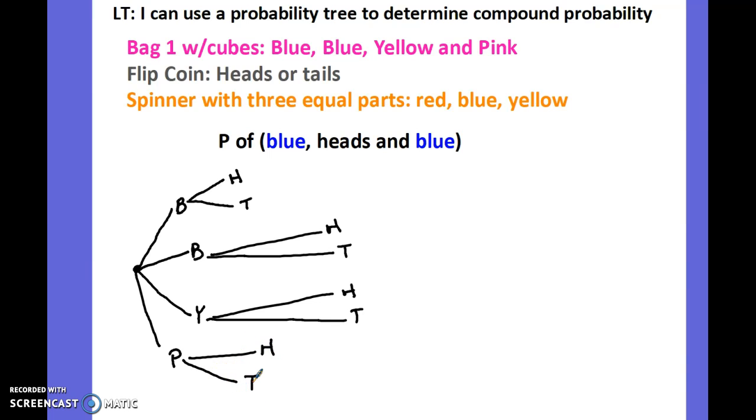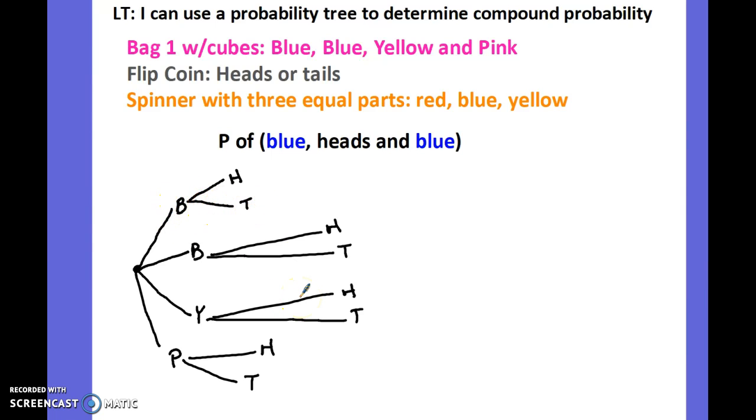So just kind of reading through this really quickly, if we look at this particular set of branches right here, we can look at what happened first. You pulled a blue cube from the bag, and if you go up here, that means you got a blue cube and you flipped a heads. If you go down here, that means you got a yellow cube and you got a tails when you flipped the coin. So it's a really simple way to read it. It's kind of like a roadmap or kind of a choose your own adventure book. You kind of go up, and that's the blue and tails.